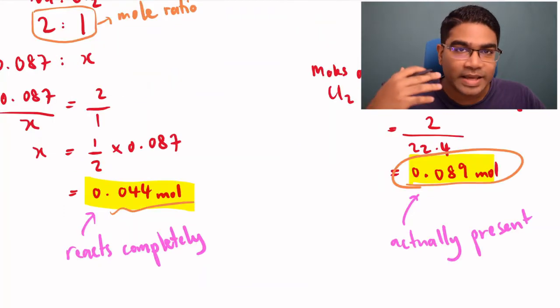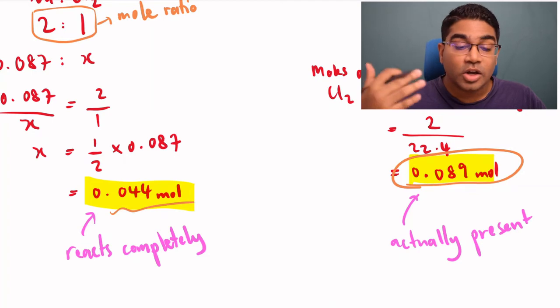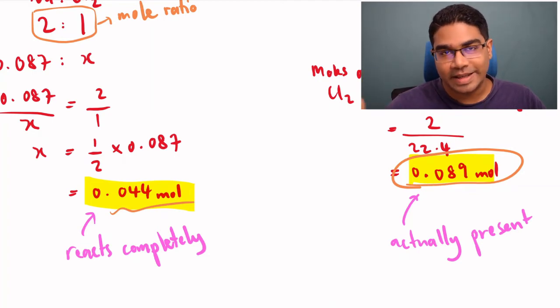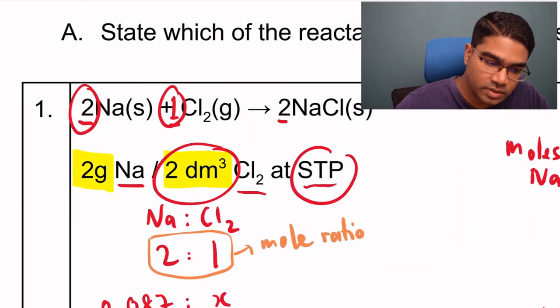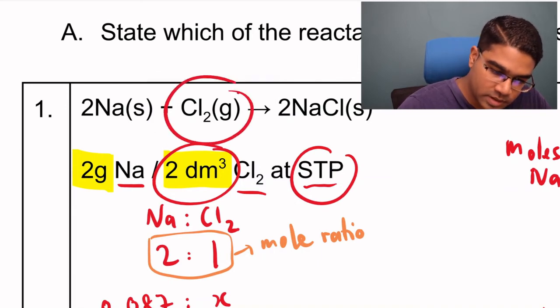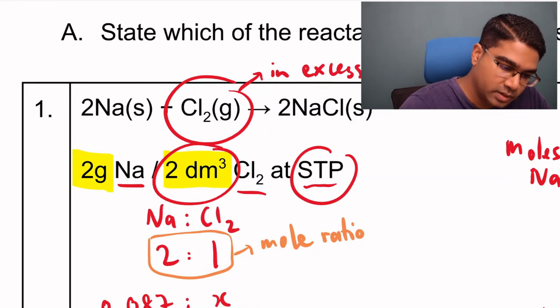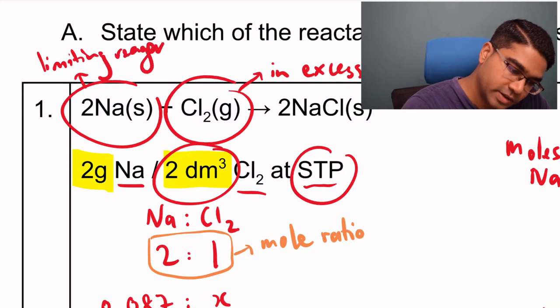So since there is a balance of chlorine, there is extra chlorine, then chlorine is the one that is in excess, and that would make sodium the limiting reagent. So in our reaction here, let me just clean that up. In our reaction here, chlorine is in excess and sodium is the limiting reagent or the limiting reactant.